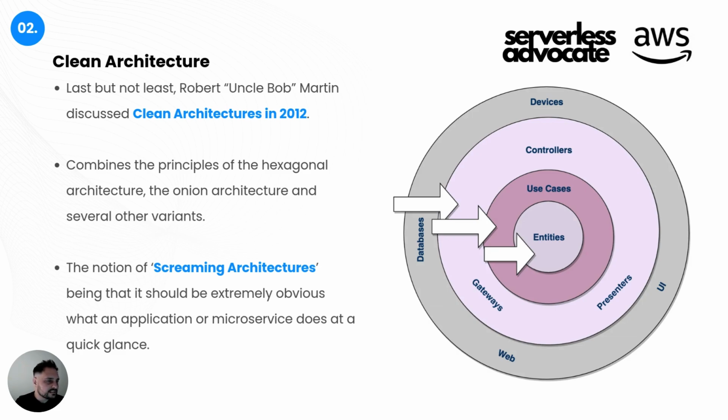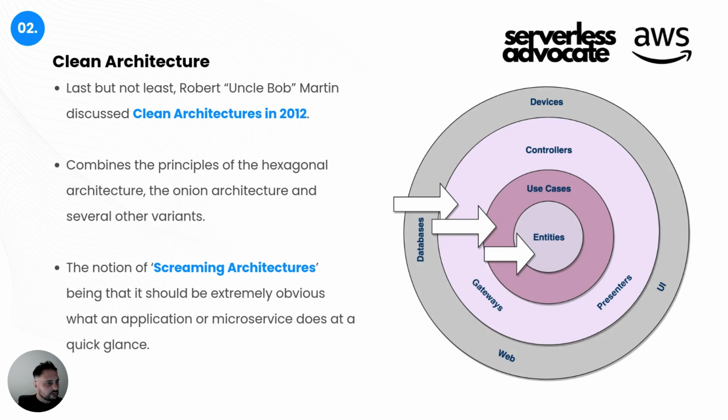And then last but not least, let's look at Clean Architecture by Robert Martin. This was discussed in his book, Clean Architecture, in 2012. It combines the principles of hexagonal architecture, onion, and all these other variants. We can see on the right-hand side, it's very similar. We've got use cases and entities on the inside, which is your business logic. And we've got controllers or adapters that then interface with technologies and frameworks.